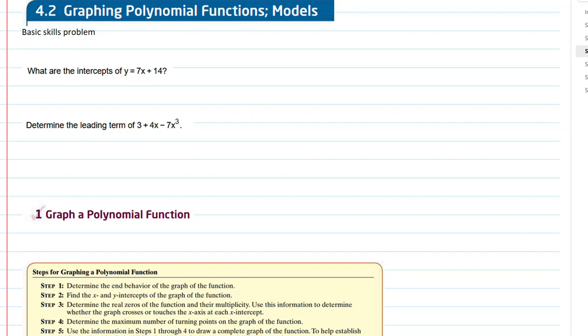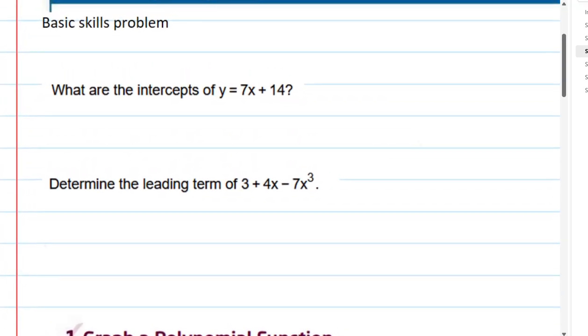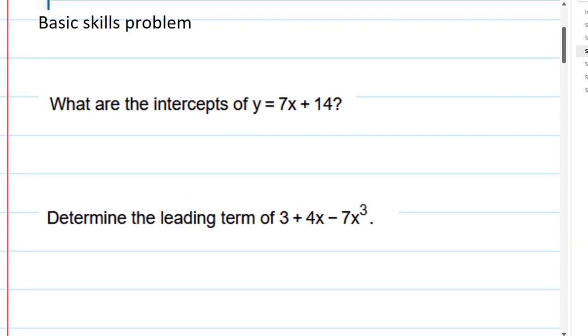Okay, we're going to start section 4.2. You guys will be using the calculator again to make sure you get what the function is looking like. Graphing polynomial functions and models. All right. So we're going to look at some basic skills first. When I do math, you look at the small and then you expand it, and it should be easier to swallow. And we'll see how this works.